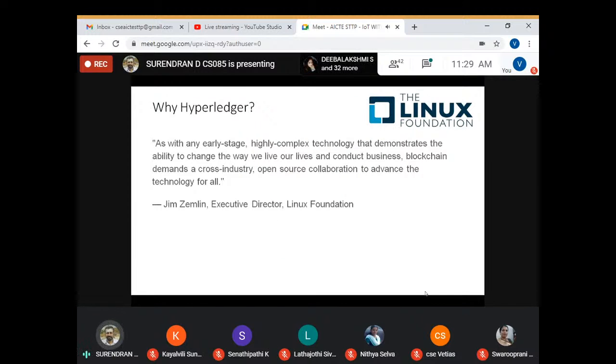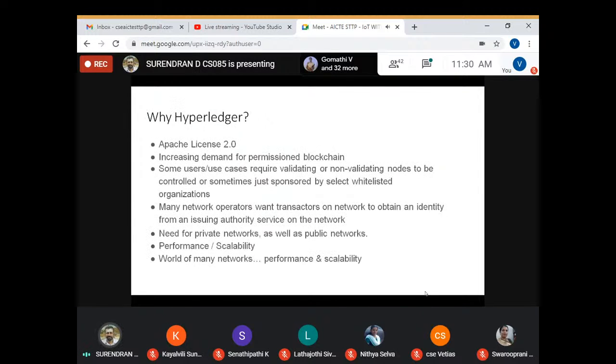As with any release, it is a highly complex technology that demonstrates the ability to change the way we live our lives and conduct business. Blockchain demands open source collaboration across industries to advance the technology for all. So this is realized here. This is an Apache open source license. Increasing demand for permissioned blockchain. Some users or use cases require validating or non-validating nodes to be controlled, or sometimes just sponsored, by select whitelisted organizations. Many network operators want transactors on the network to obtain an identity from an issuing authority service of the network, and we need public networks as well as private networks, and for performance and scalability.